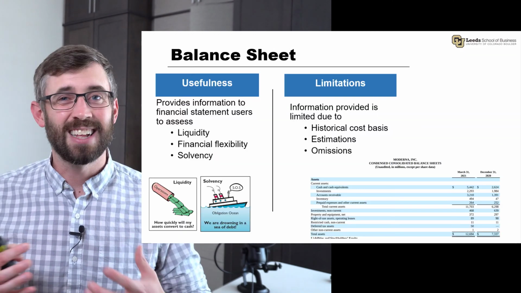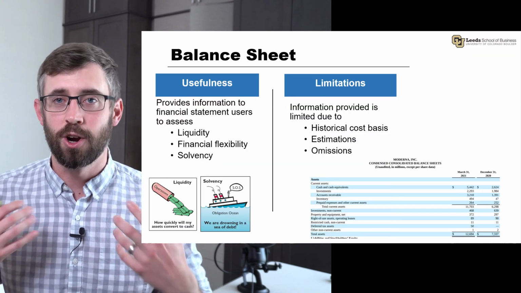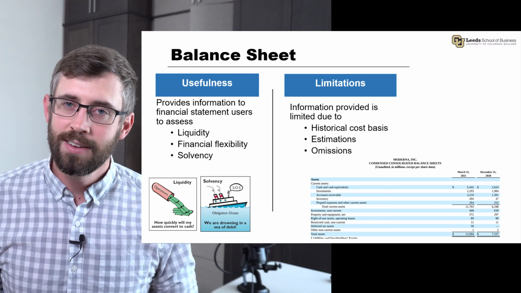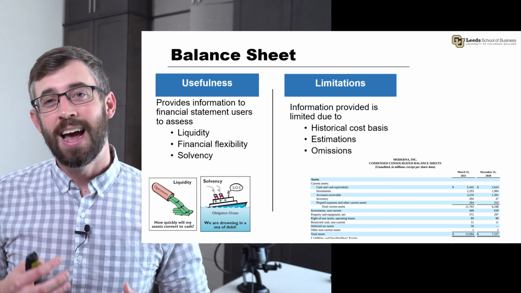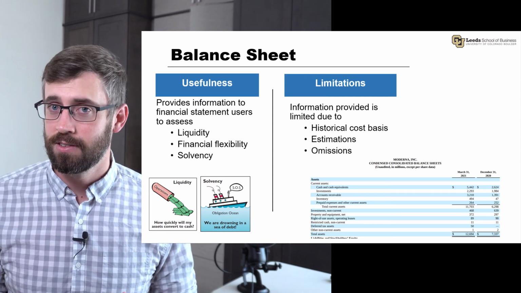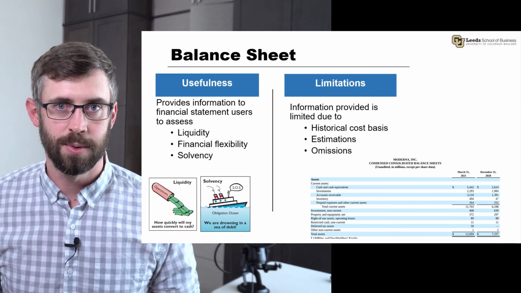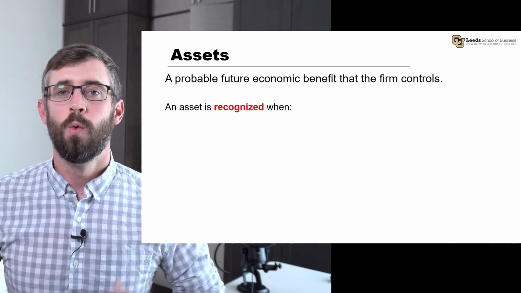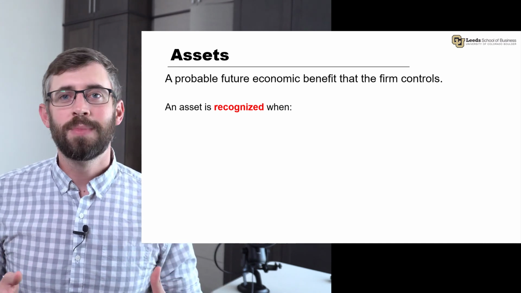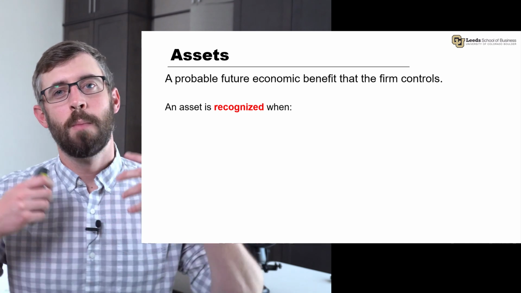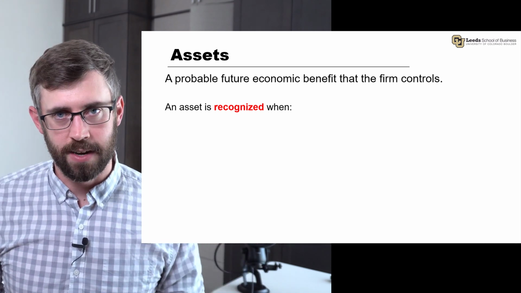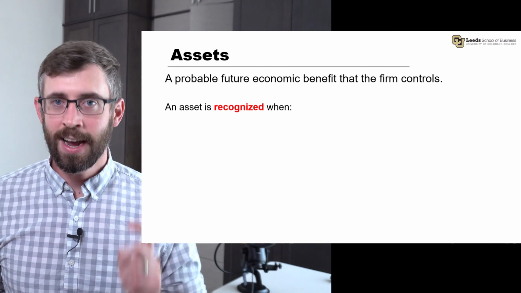And so again, that's one of the reasons we encourage you to learn accounting, is that you can see what's there, you understand how it's valued, and so you also understand the limitations of what's in these financial statements. So let's start with assets. What is an asset? It is something that the firm controls that is going to give them some future probable economic benefit. And an asset gets recognized.